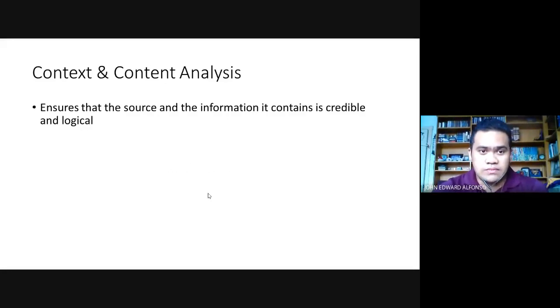So, what do we mean when we say we are conducting content and context analysis? In doing this, we ensure that the source and the information it contains is credible and logical. Meaning, in this type of analysis, we make sure that the information contained in what we are reading can be used, that it is truthful, or basically usable.